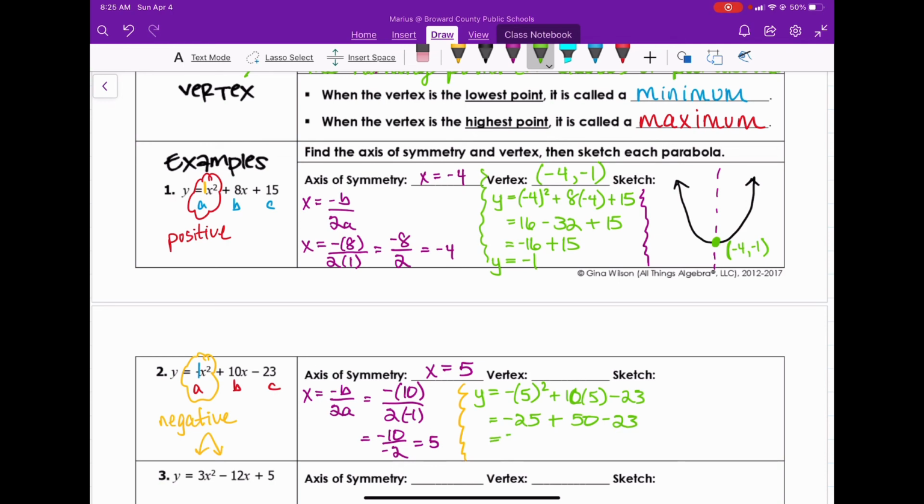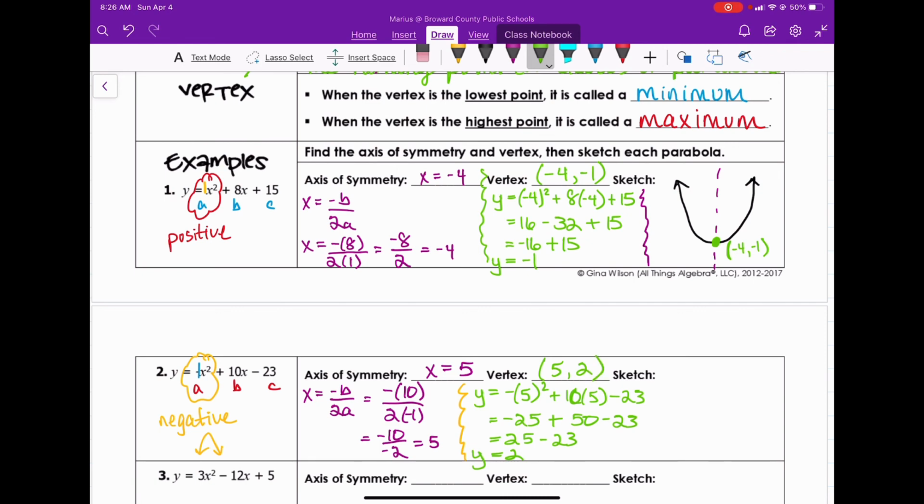Negative 25 plus 50 is positive 25. So that's positive 25 minus 23, which is going to equal positive 2. Okay? Now that we know that the y value of the vertex is positive 2, and we already have the x value, which is 5, our vertex is 5 comma positive 2.